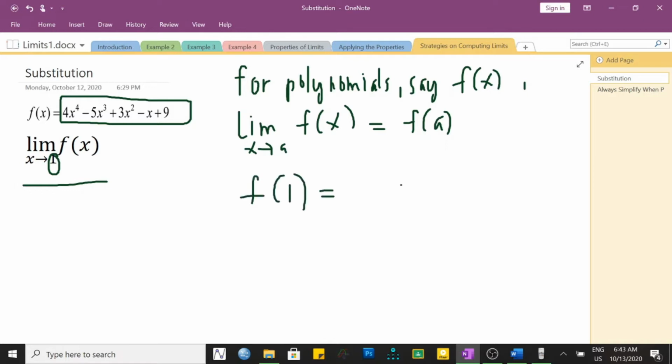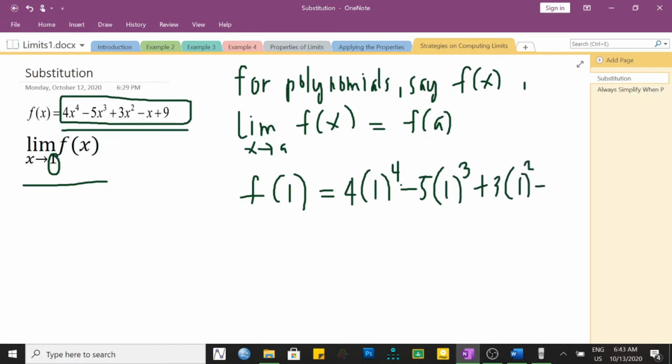What is f of 1? What do we mean by f of 1? The value of the function if x is equal to 1. So substitution. We have 4, 1 raised to 4. We are substituting to this function minus 5, 1 cubed plus 3, 1 squared minus 1 plus 9.